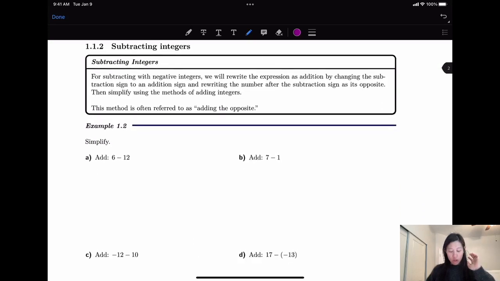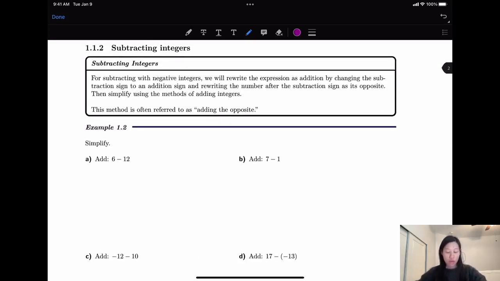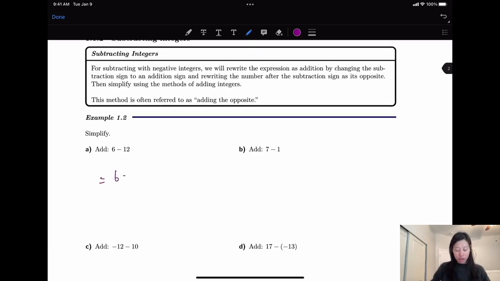Okay, subtracting integers. For subtracting with a negative integer, we will write the expression as adding by changing the subtraction sign to an addition sign and rewriting the number after the subtraction sign as its opposite. Then we simplify using the method of adding integers. This method is often referred to as adding the opposite. So for example, in here, instead of 6 minus 12, we can write it as 6 plus negative 12, and then we use the same method that we used earlier.